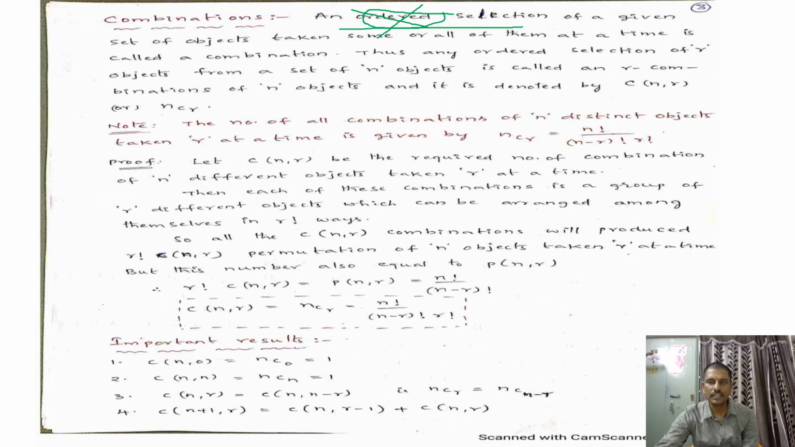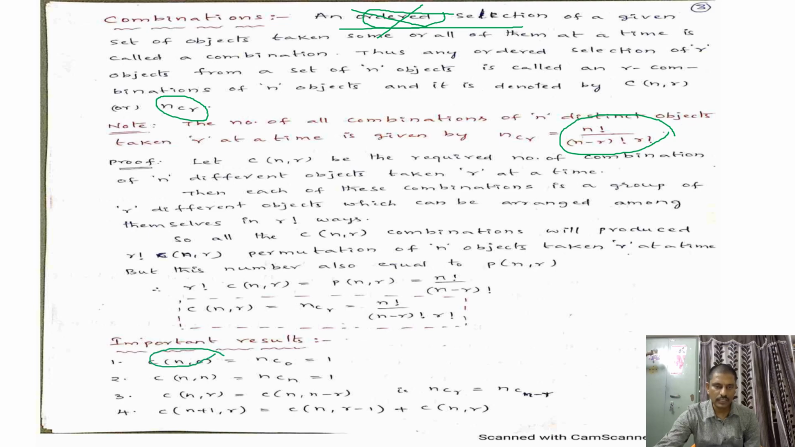Thus, any selection of r objects from a set of n objects is called an r combination of n objects. It is denoted by C(n,r) or nCr; combination is always denoted by nCr. The number of all combinations of n distinct objects taken r at a time is given by nCr, which is equal to n factorial by n minus r factorial into r factorial. Is it clear? So these are some important results you need to remember.